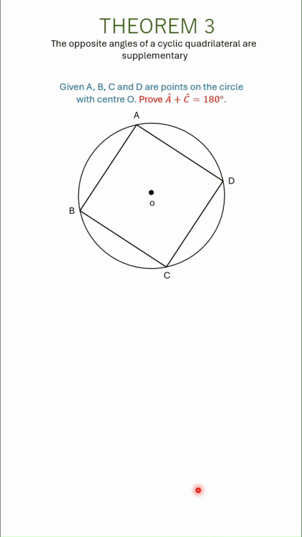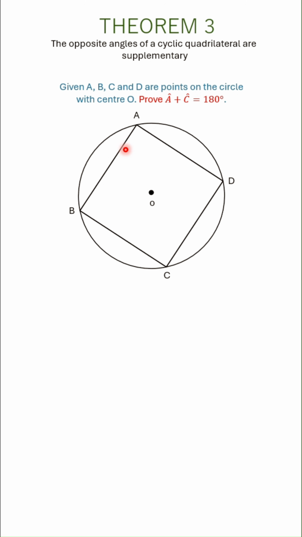Let's say we have a circle with the center O and the 4 points on the circumference A, B, C, and D. So every time a circle has 4 points on the circumference, we call this a cyclic quadrilateral. So now we are going to prove that the opposite angles of a cyclic quad are supplementary, meaning they add up to 180 degrees.